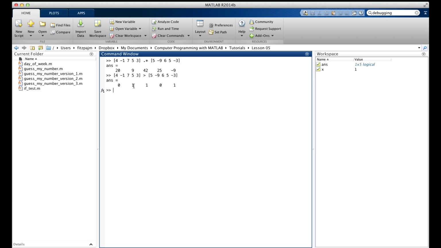As with the arithmetic array operators, the 2 operands of the relational operators must, in fact, have the same exact size, except for one special case. It's the same special case we saw with the arithmetic array operators. And that's when one of the operands is a scalar, like this.